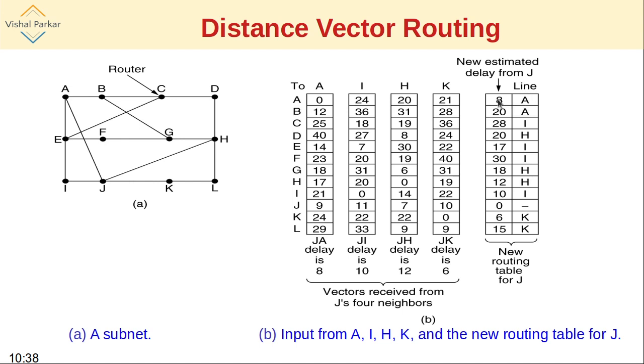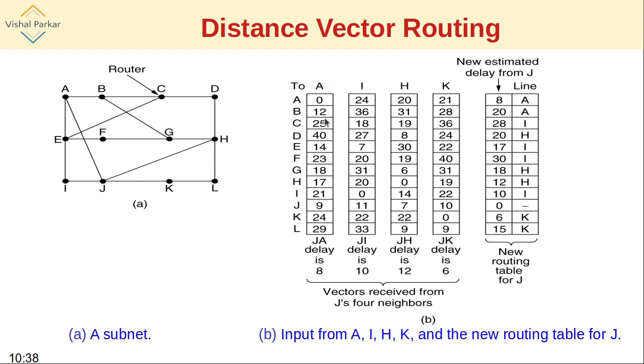JA will be 8. Okay, so the distance is known to J. Next, B. So J needs to approach B. So the neighbors of J, how exactly the final distance is calculated to B. So for example, it will first identify what is the distance to B from its neighbors.